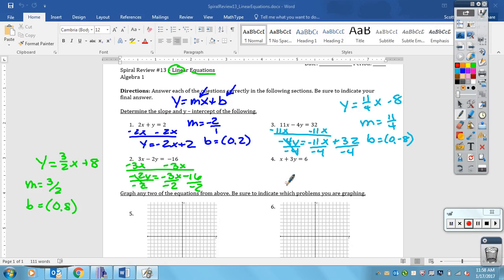And number 4, minus x, 3y equals negative x plus 6. Every term is divided by 3. Y equals negative x over 3 is really negative 1x over 3, so it's negative 1/3 x. 6 divided by 3 is 2. My slope m is negative 1/3, and my y-intercept is (0, 2).